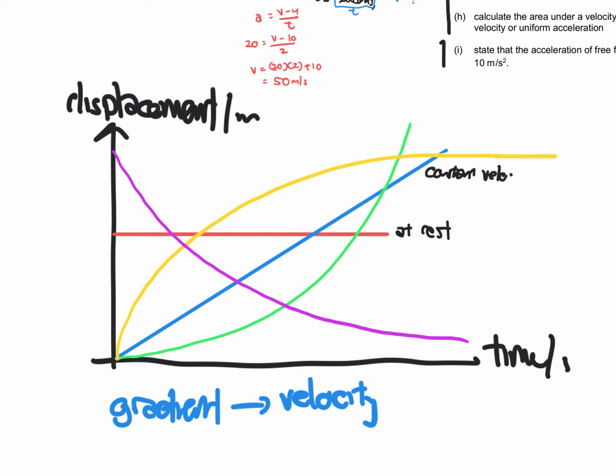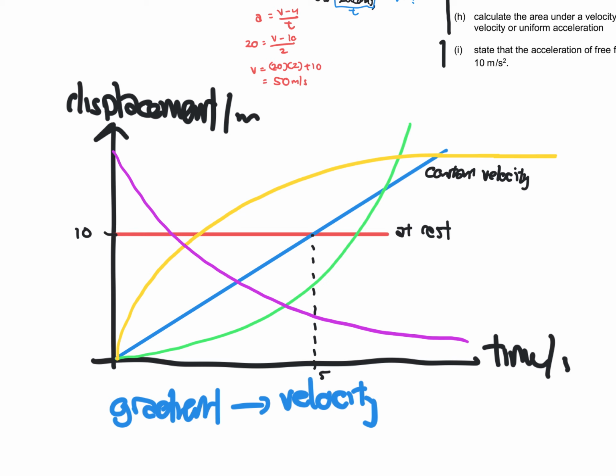Now, I can even go one step further, especially when it comes to constant velocity. I could look at 2 points. I could maybe look at this point over here and this point over here. Let's just say that this is 10. And at this point over here, let's say this is 5. So what is the velocity at that point in time?